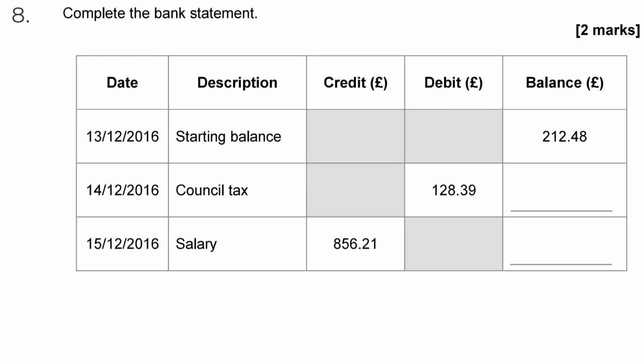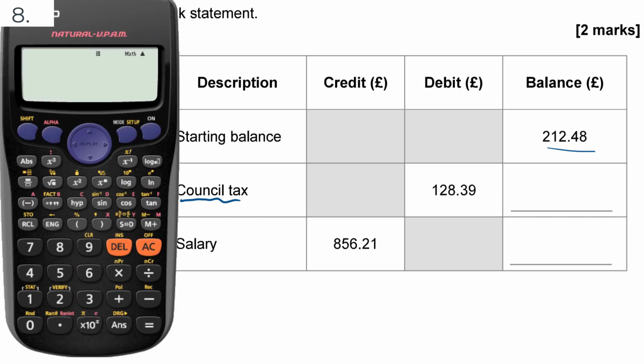Complete the bank statement. Now I don't know if you've got your own bank account, but if you do, you'll know that credits are amounts paid into your bank account and debits are money going out again, although probably you don't have a lot of experience yet of paying things like council tax. Lucky you. But anyway, so let's assume that you started with a starting balance of £212.48, like we've demonstrated here. A debit of £128.39 is that money coming out of your account.